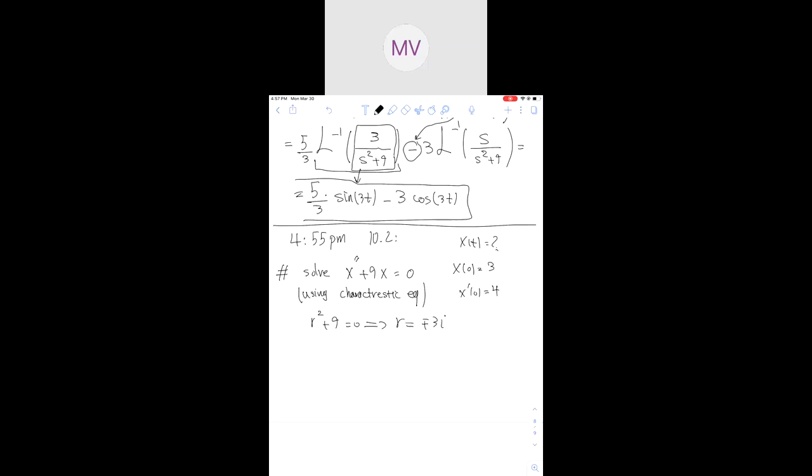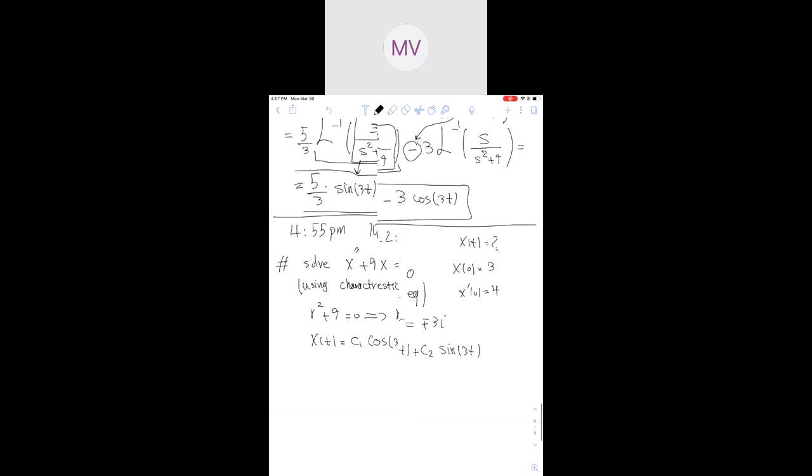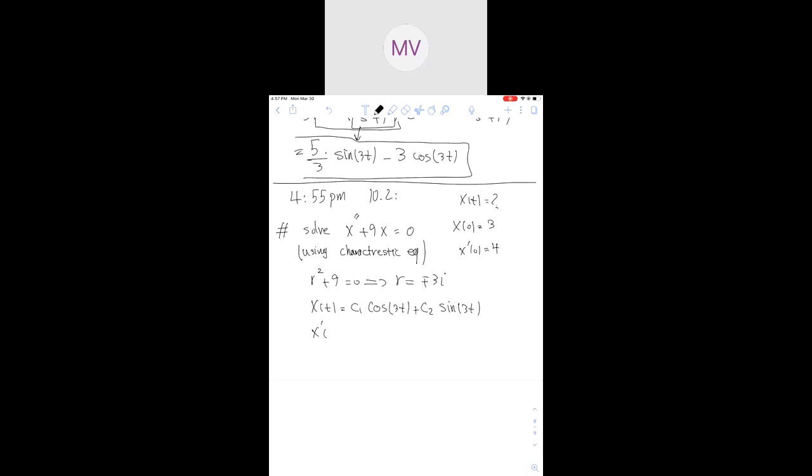Then the general solution, it's a homogeneous, right? So the general solution would be c1 cosine of 3t plus c2 sine of 3t, right? Then we take the derivative of this because we want to apply the initial conditions. So it's going to be negative 3c1 sine 3t plus 3c2 cosine 3t.